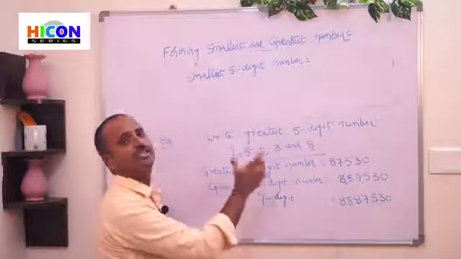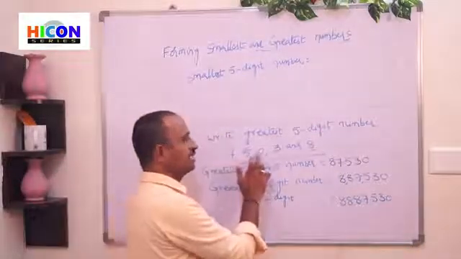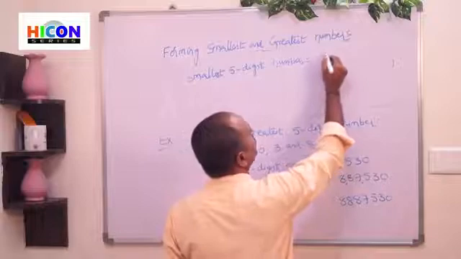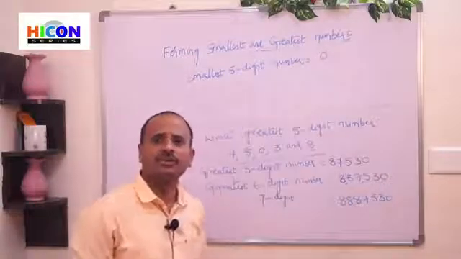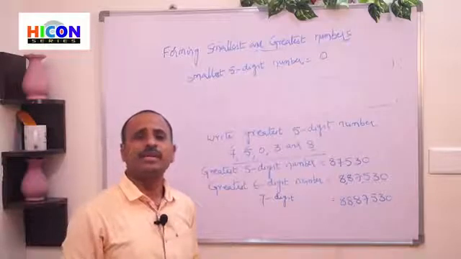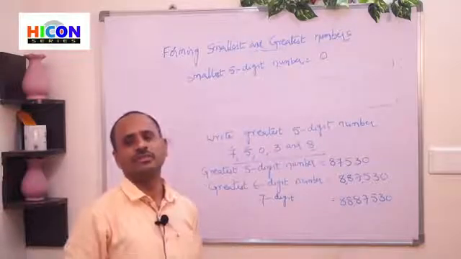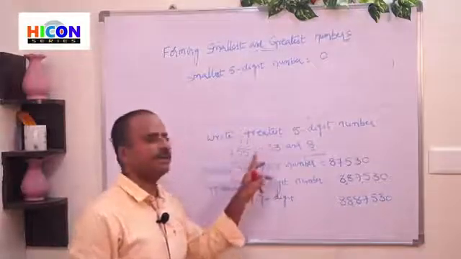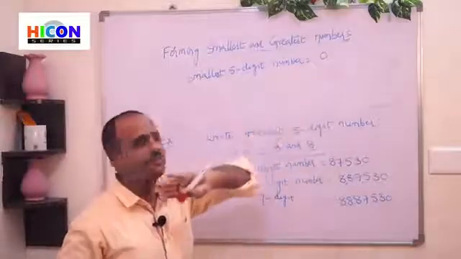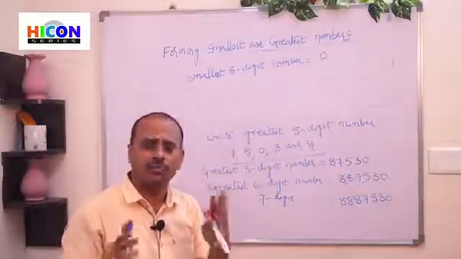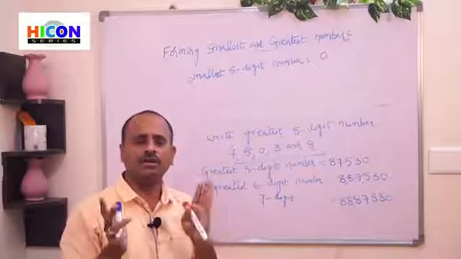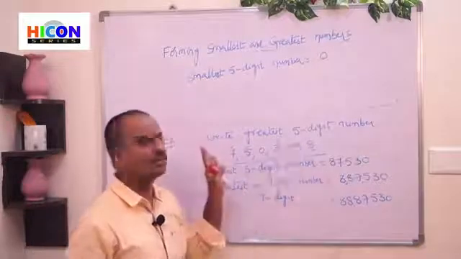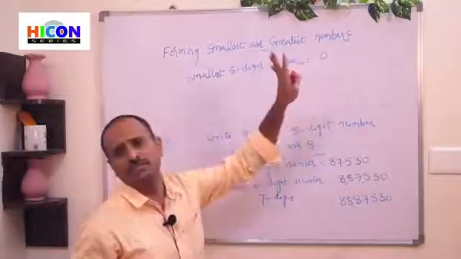So write the smallest digit first. Which is the smallest digit here? Here 0 is the smallest digit. But any number should not start with 0. If any number starts with 0, it has no meaning. That's why while arranging the given digits in ascending order, 0 should not be written first.